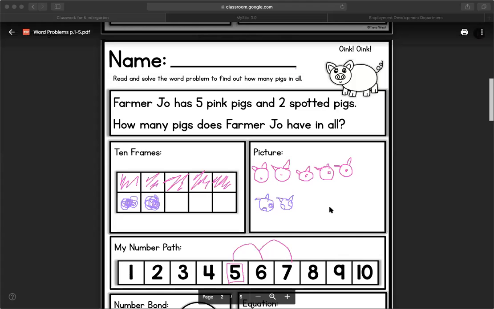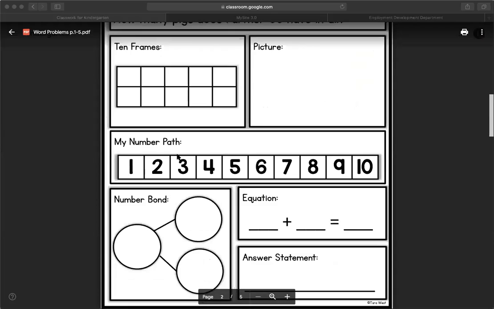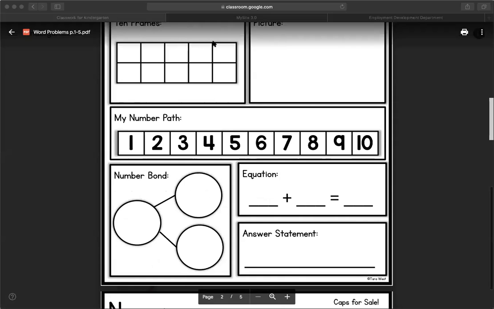So Alexa, when solving the equation, what would my answer be? So if we marked 5 pink pigs and 2 spotted pigs, how many pigs does Farmer Joe have in all? That's right. 1, 2, 7. Good job. So then I'm going to go down to my number bond. And I know that the answer is 7.